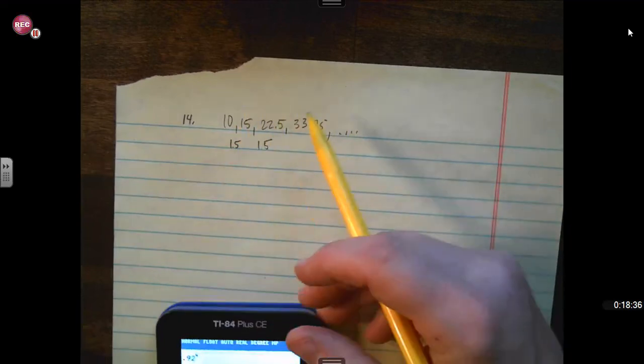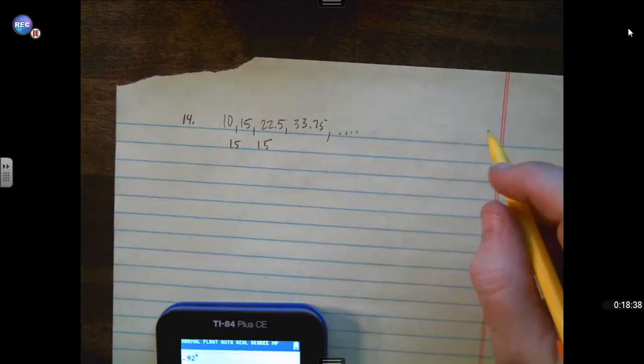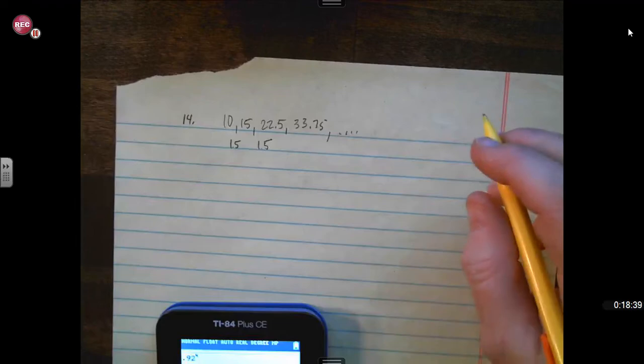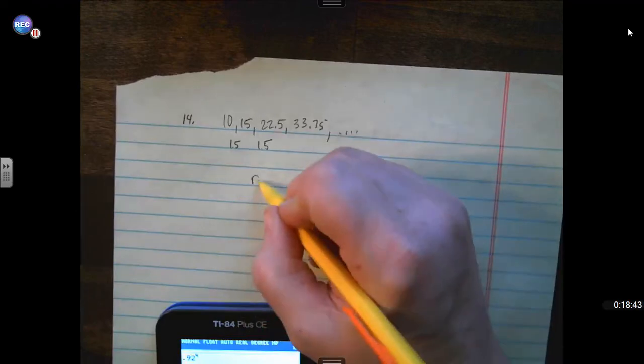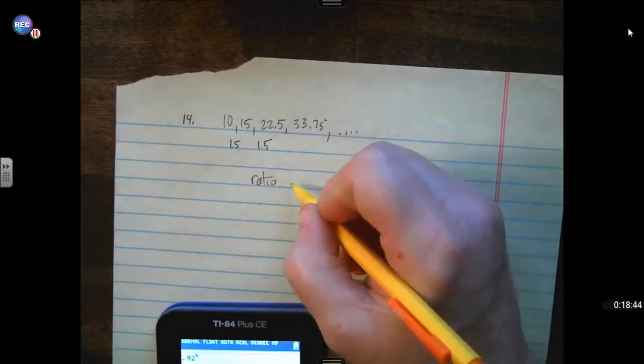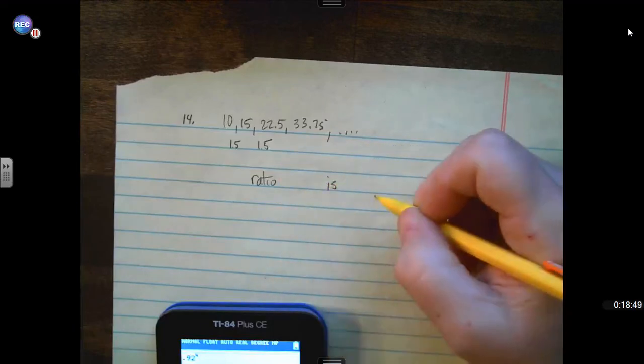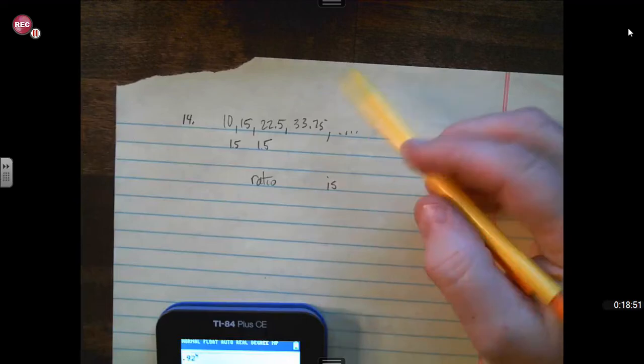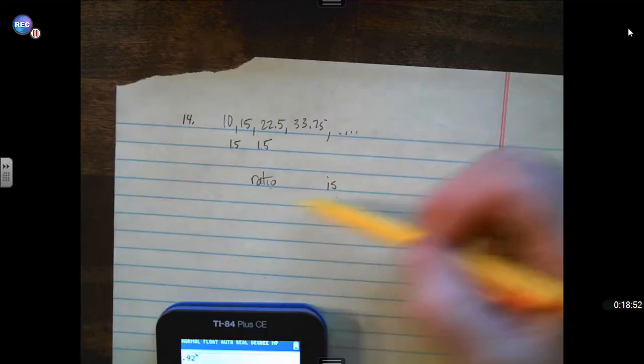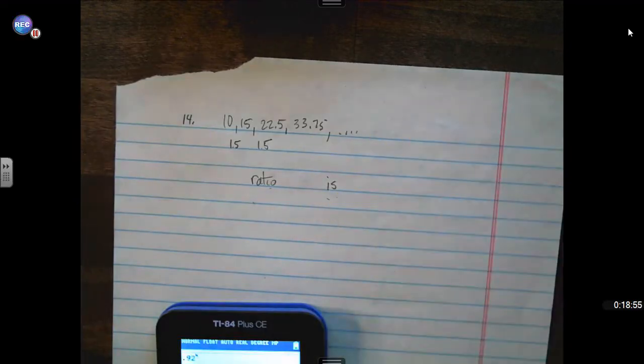So you're supposed to complete this sentence. The sequence has a common ratio, would be the first blank, common ratio. So it is a geometric sequence. So you're just filling in the blank with those words for number 14.